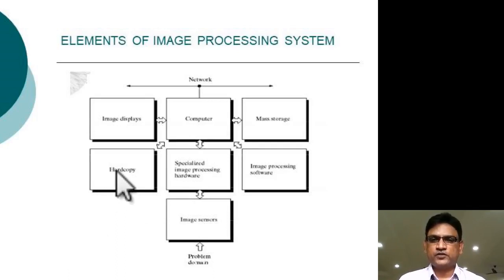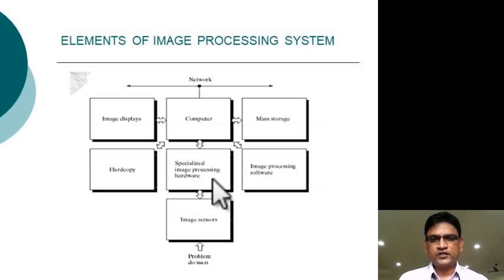So these hard copies can be preserved in the form of a printout on paper, or written on a compact disc and read later when required. And the image displays. These displays are just like monitors or TV monitors, and these are driven by specialized hardware. So if it is a PC, we have a monitor with a graphic interface card, and this graphic interface card is driven by the specialized image processing hardware.